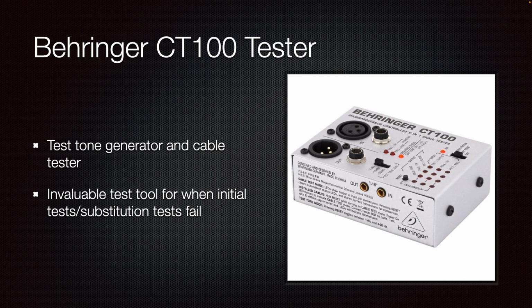Next item I'm going to talk about is actually the use of a tester. Now, the Behringer CT100 tester is a phenomenally useful piece of kit. It has two main functions. First off, it's a test tone generator, so you can guarantee you can always make a test tone, and it produces them at different levels. And it's also a cable tester as well. Really useful piece of kit. If you haven't got one of these in your kit, then go and buy one.